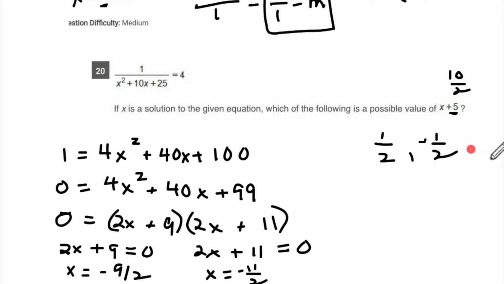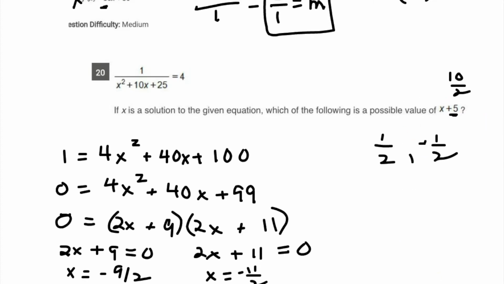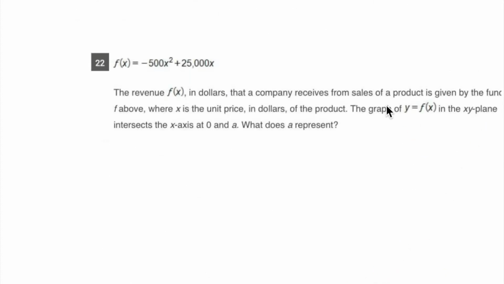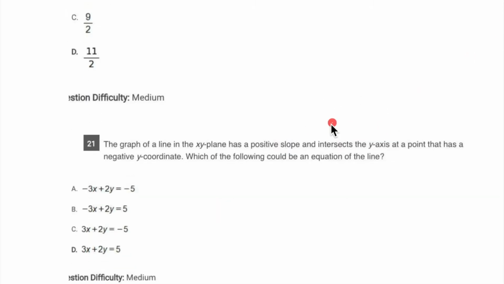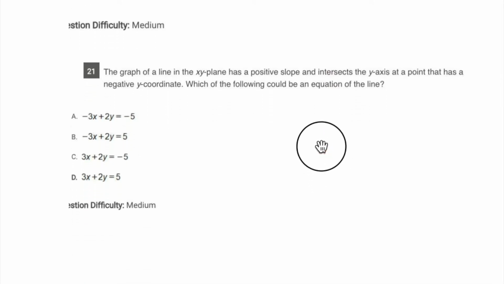And then we have to go look at our answers, which are on another page, I think. Yeah, hold on. So here are our answers. Remember, we got 2 answers: negative 1 half and positive 1 half. So the correct answer is positive 1 half. Do you see how they have the 9 halves and the 11 halves, just to throw you off a little bit? So the answer to that one is 1 half. Okay, let's keep going. Number 21.